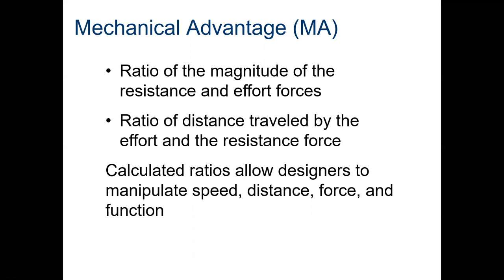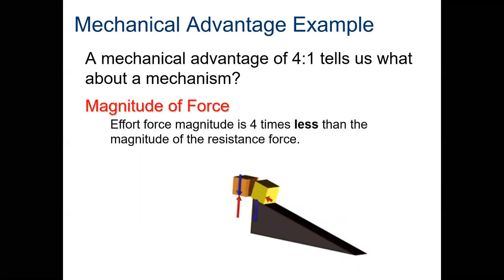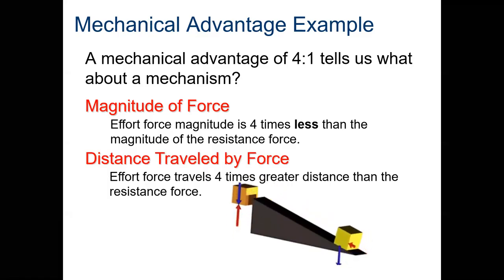When we calculate these ratios, we can figure out how to manipulate speed, distance, force, and function within our simple machines. So if we have a mechanical advantage of 4-to-1, it tells us that it is 4 times easier to do work, or the effort force magnitude is 4 times less than the magnitude of our resistance force. So we have to provide 4 times less force to lift some sort of resistance. But the trade-off is that in order to do that, we have to make it travel 4 times greater than the resistance force would be.